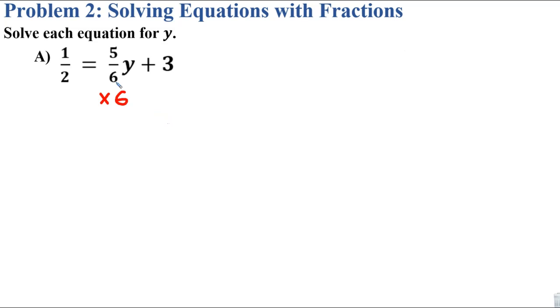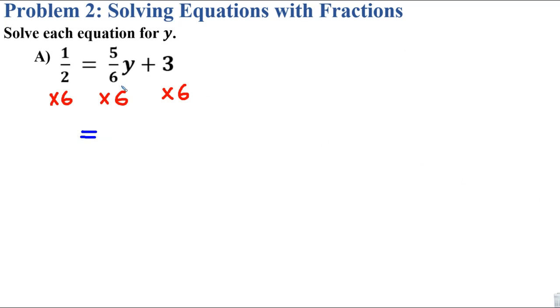Okay, now if I do that to one part of my equation, I got to do it to every part. So I need to multiply the 3 by 6. And I also need to multiply this 1/2 on the other side by 6. And the times 6 will also cancel out this fraction here on the left. So what are we left with then?